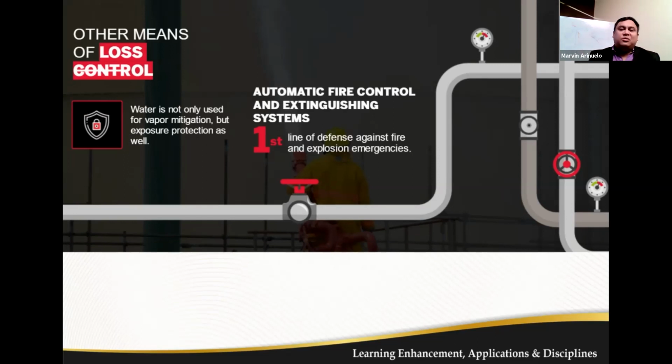The automatic fire control and extinguishing systems are the first line of defense against fire and explosion. And this system requires a reliable water supply that can provide the needed pressure, flow, and duration.